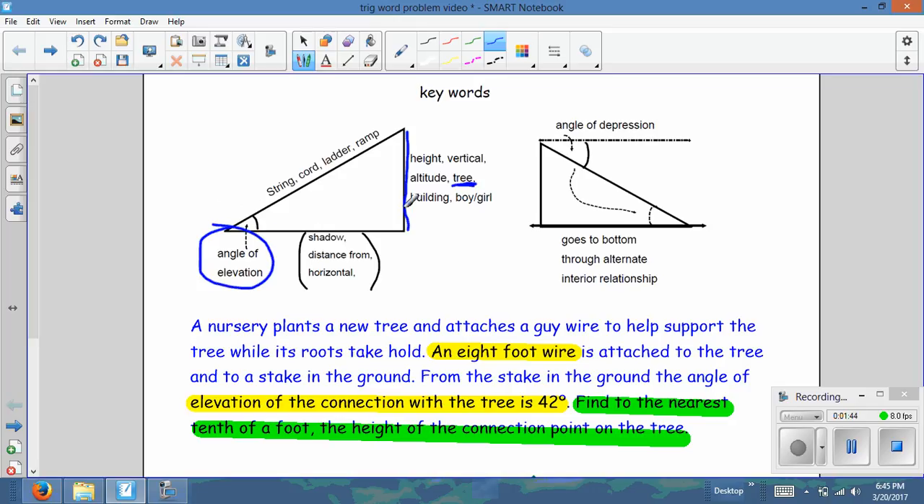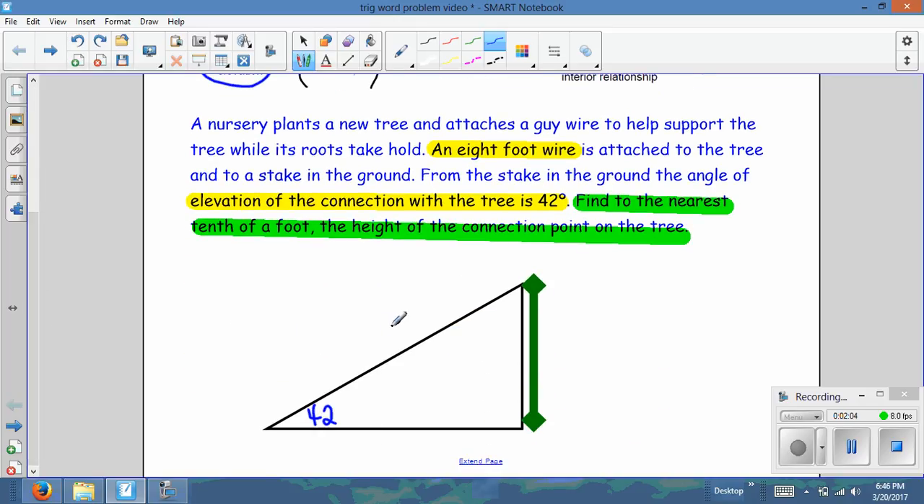Okay, so I also have an 8-foot wire. Okay, so if you take a look at this guy, string or cord is always the hypo. I hope it's safe to say that string, cord, a wire can qualify into that category as well. Okay, so I have a number now. This cord is 8 feet. Find the height of the tree, and I'm just going to use h for height.